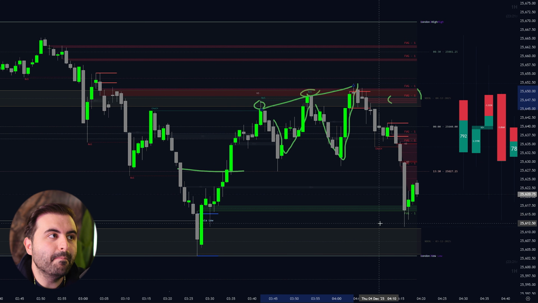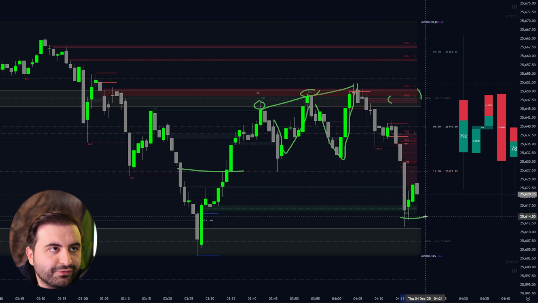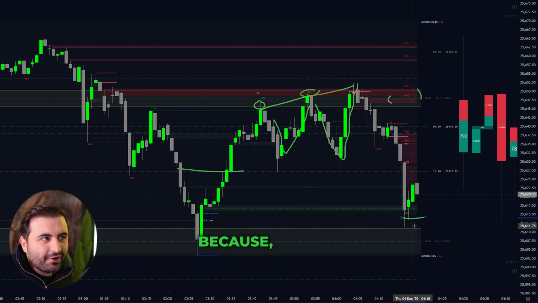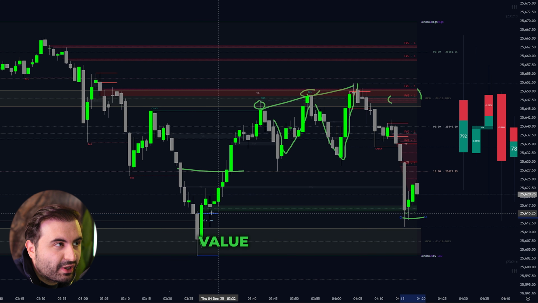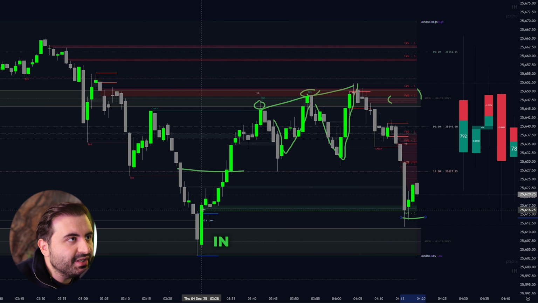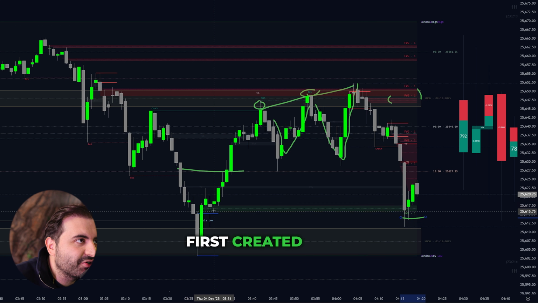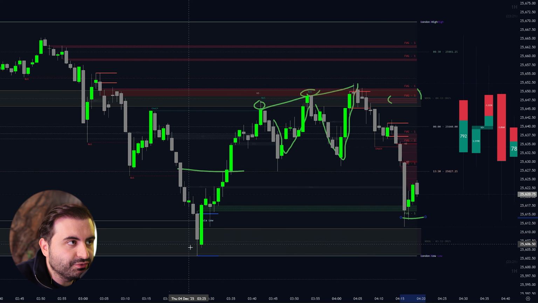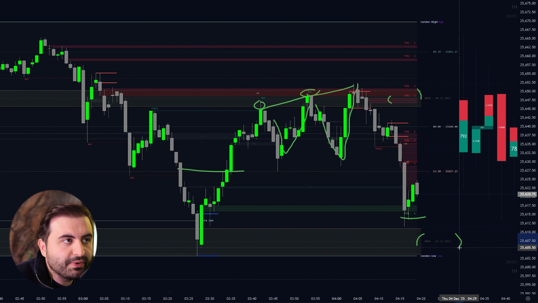Price trades back into this major fair value gap. This is a very important fair value gap. Why? Because this is the first fair value gap that signs us of a reversal. If you zoom in here, you can see that this is the first created fair value gap when the price wants to reverse after this rejection from the new day opening gap. So we took this major liquidity, filled the new day opening gap, pulled back, and created this fair value gap.